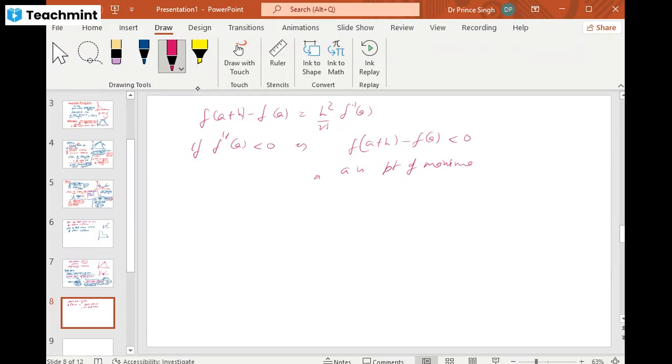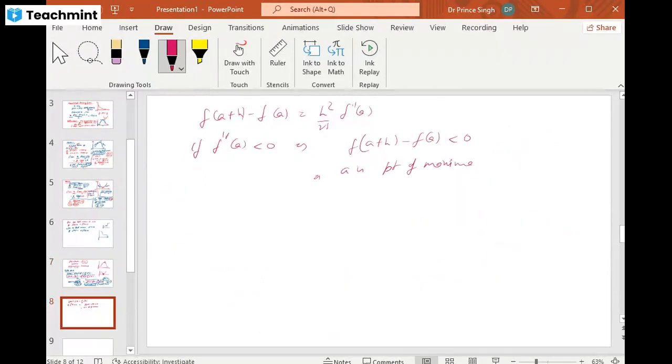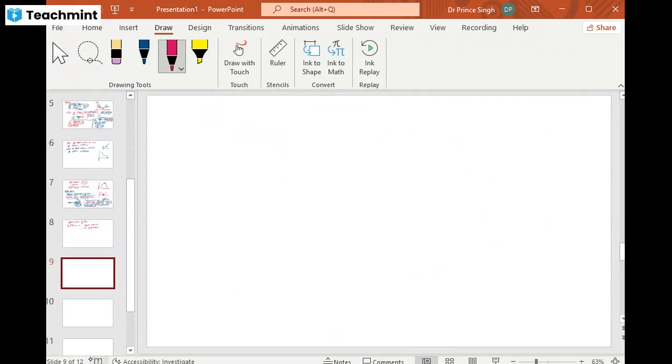Okay. So what do we conclude from here? If the second order derivative is positive, then we get a condition of minima, and if the second order derivative is less than 0, we can get the condition of maxima, right? Now we'll try to extend this condition for multivariable function.